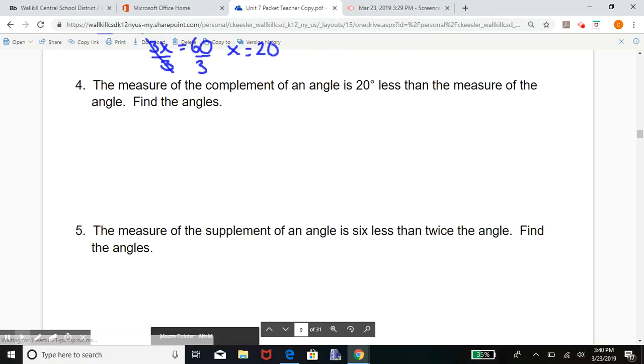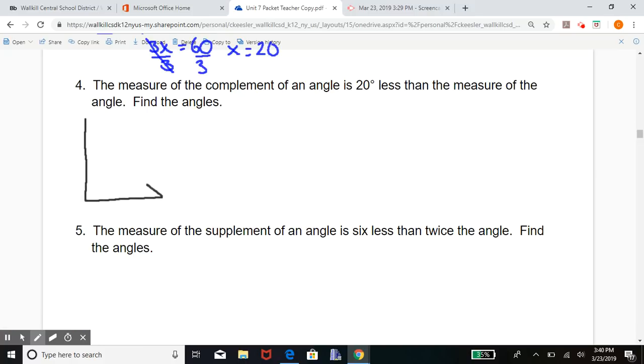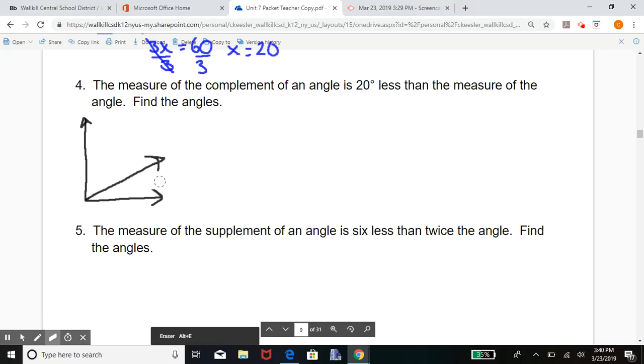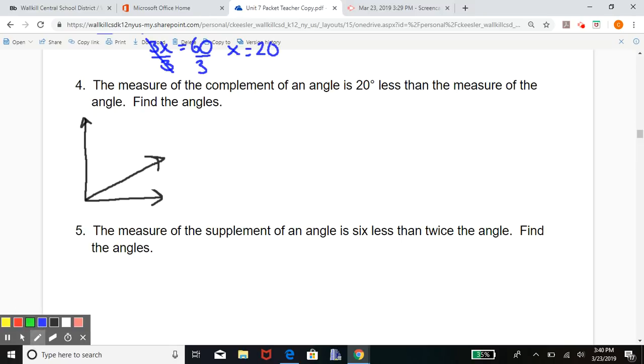All right, so now we make it a little bit more challenging because it's not as straightforward as it has been. We have: the measure of the complement of an angle is 20 degrees less than the measure of the angle. Find the angles. So right away, you hear complement, you should be thinking complementary, 90 degrees. So we could start by drawing a diagram. We have a right angle, and we're splitting it into two angles. From those two angles, we know that one of the angles is 20 degrees less than the measure of the other angle.